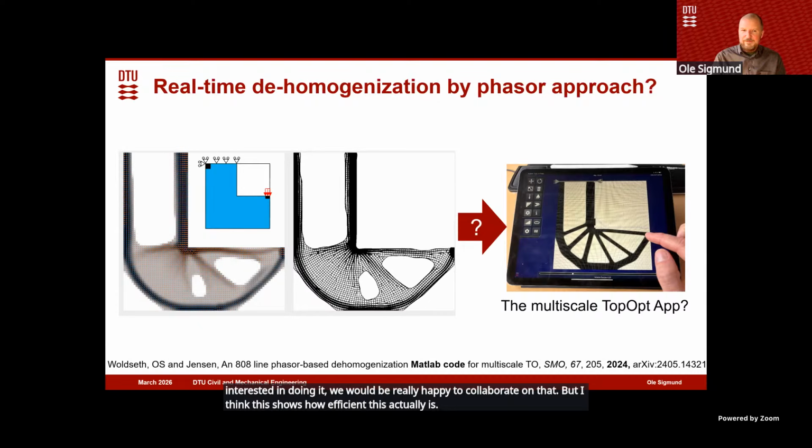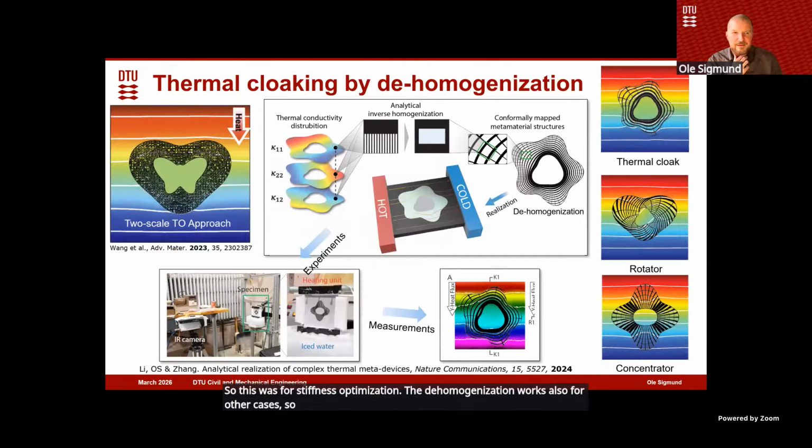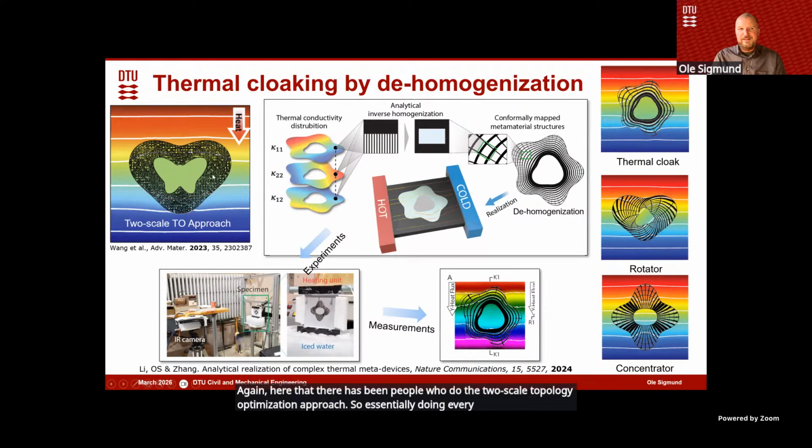So this was for stiffness optimization. The dehomogenization works also for other cases. So together with Shelley Zhang and her group, we looked at cloaking. Again, there have been people who do the two-scale topology optimization approach, essentially doing every element as one microstructure, and they optimize density-based topology optimization in every microstructure.